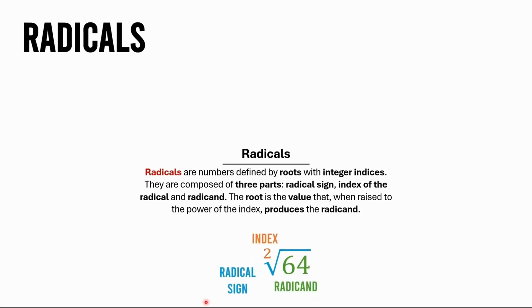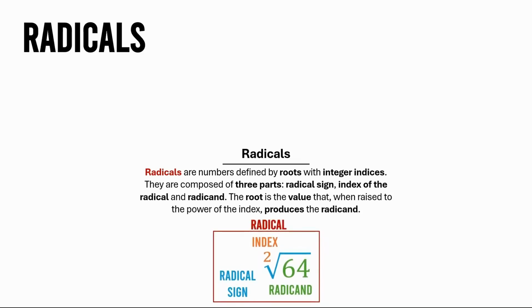In blue, the radical sign. The number below, in green, is called the radicand. And the number next to it, to its left, in orange, is called the index. All these elements together, index, radicand, and radical sign, form a radical. The result of the radical is called the root.